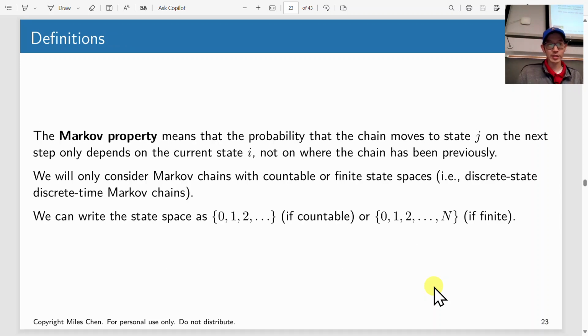The Markov property means that the probability that the chain moves to state j on the next step only depends on the current state i and not on where the chain has been previously. We will only consider Markov chains with countable or finite state spaces, so this is a discrete state, discrete time Markov chain. We will write the state space as 0, 1, 2, and so on if it's countably infinite, or 0, 1, 2 up to n if it is finite.